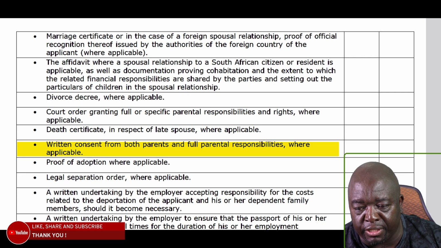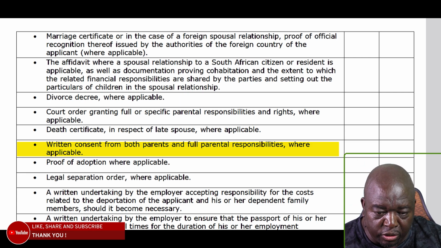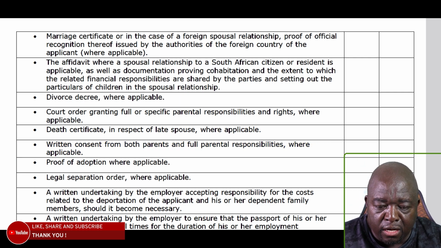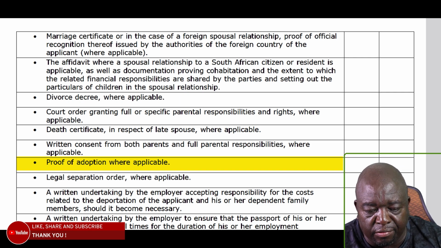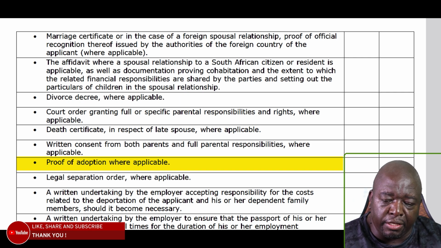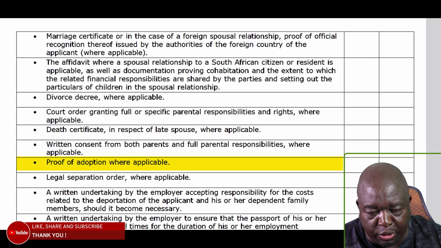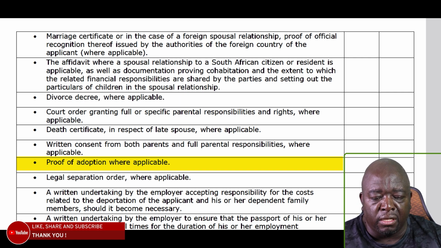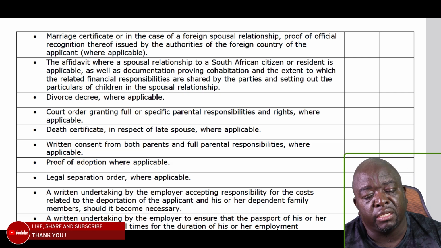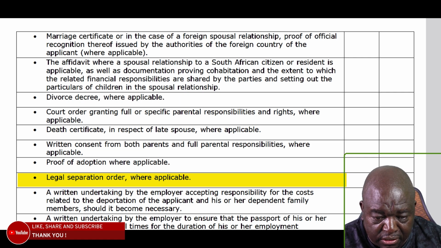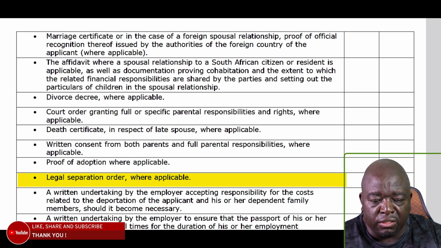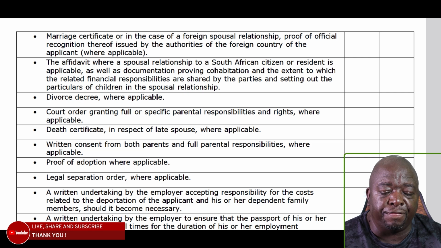If you are including your children, then you need consent from both parents. Proof of adoption, again, if it's applicable. Legal separation order, again, if you need that. Then the first of the undertakings.